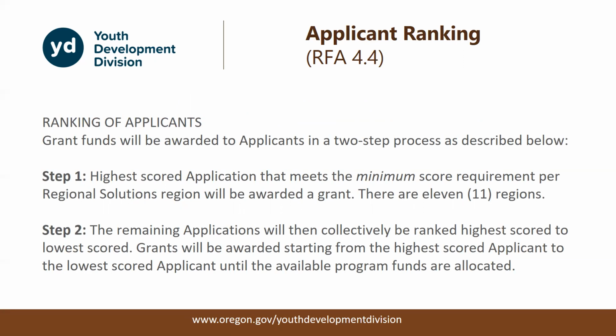There will be a total of 11 grants awarded, one to each of the 11 regions, in step 1. After step 1 is completed, in step 2, all applications are ranked collectively from highest to lowest scored. Grants will be awarded starting from the highest scored applicant to the lowest until available funds have been allocated. To note, in step 1, if there is not an application from one of those 11 regions, that region will not have an automatic award given.